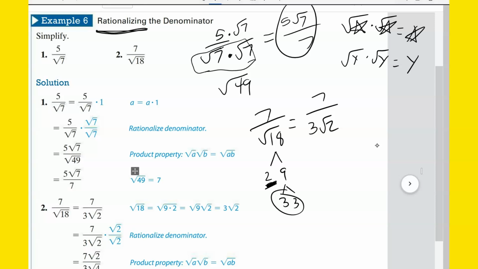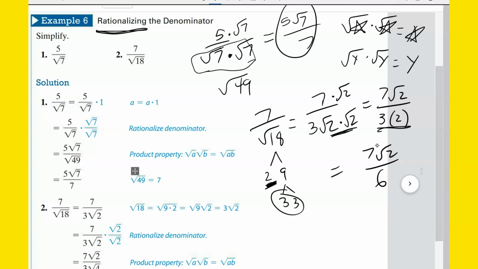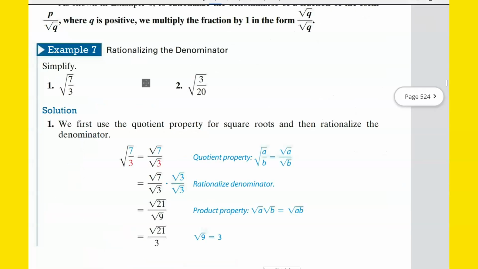Now I still have a radical on the bottom, so to get rid of that radical, I multiply it with itself. Multiply the square root of 2 with another square root of 2, and as long as I do the same thing on the top that I did on the bottom, then I'm good. So that gives me, on top, 7 root 2. And on bottom, what's the square root of 2 times the square root of 2? It is 2. So on the bottom, I've got 3 times 2. So now I've got 7 square root 2 on top, and I've got 6 on bottom. And that's the simplified version of that one.